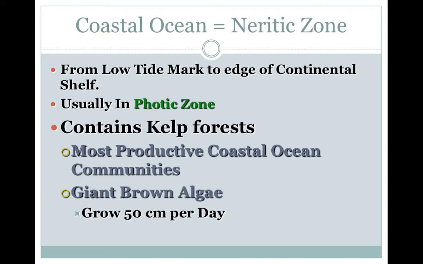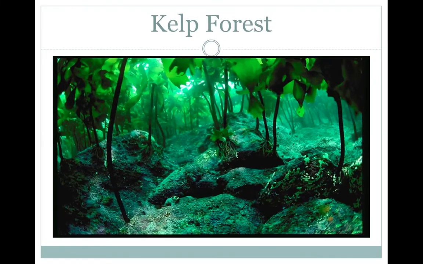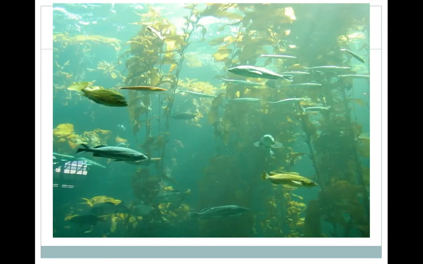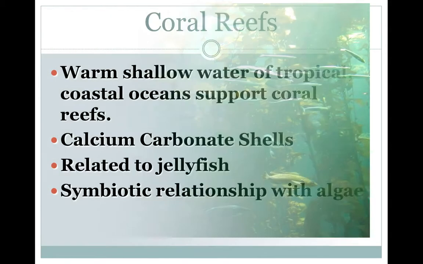All of those big bull kelp that you see wash up on the beach grow in the coastal ocean or the Neritic Zone. And those can grow up to 50 centimeters a day. They are incredibly productive and they can grow very fast. And this is what a kelp forest looks like from down below. And these, again, are the things that wash up on our beaches here in Kodiak. Another example of a kelp forest here with other types of fish that are floating in it.